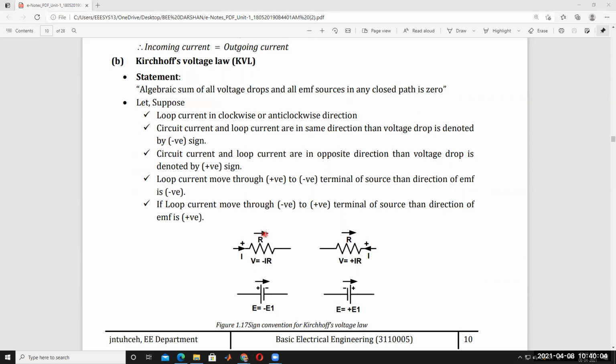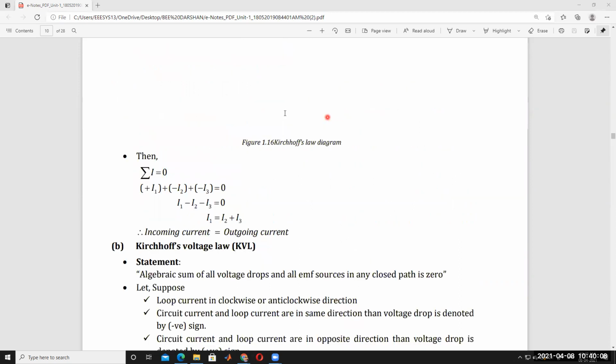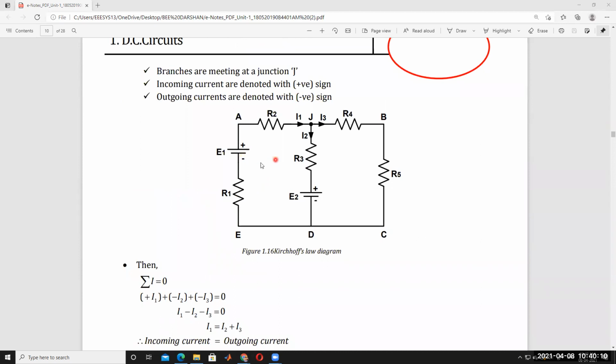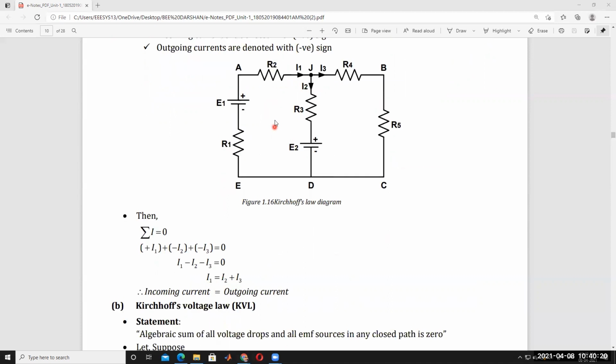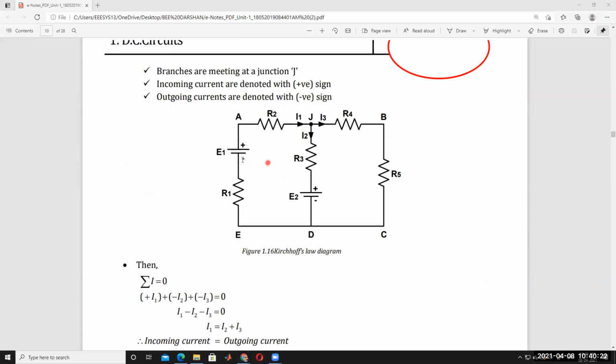This is called loop current, for example, loop current in clockwise or anti-clockwise. So this is called one loop. This is called another loop. This is called a node. Okay, this is one loop and this is another loop. These are loops. The loop current is like this, either clockwise or anti-clockwise.